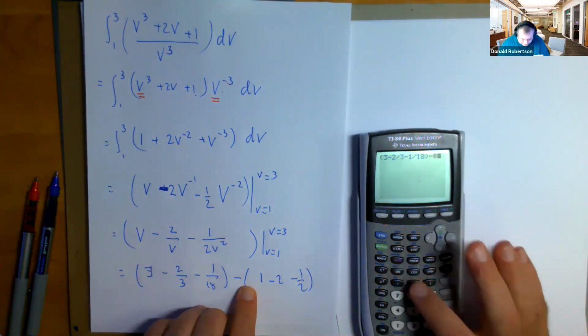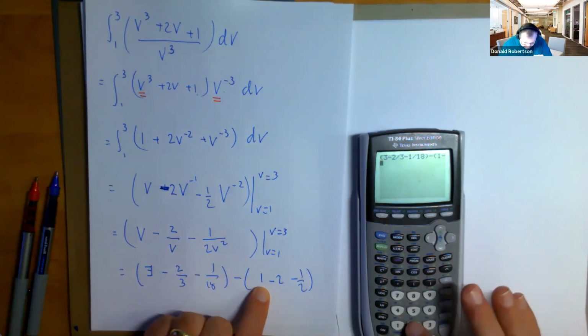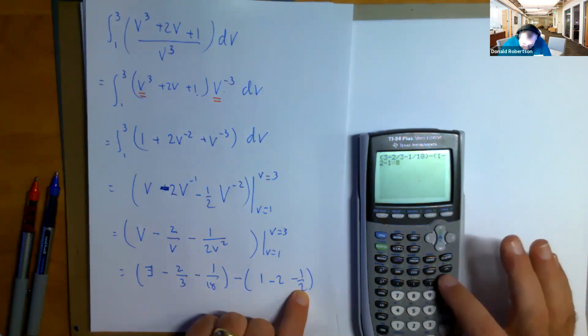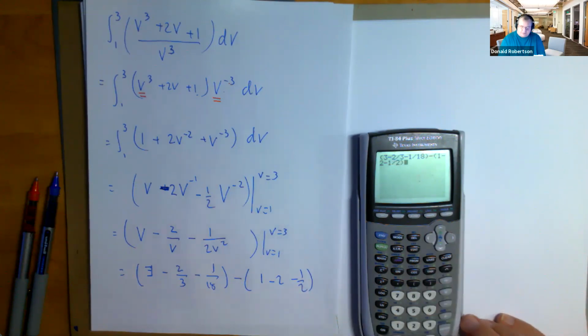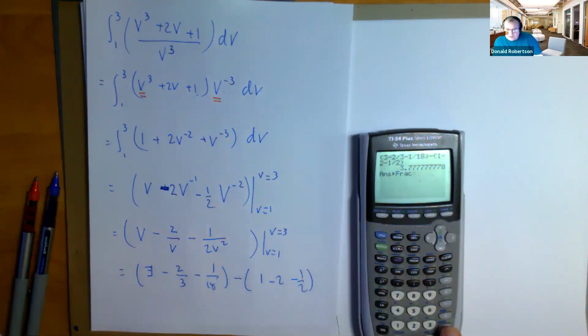Subtract, this time I think it is important you do the subtract with a bracket. 1 take away 2 take away 1/2. Hit the math button. Number 1, 34/9.